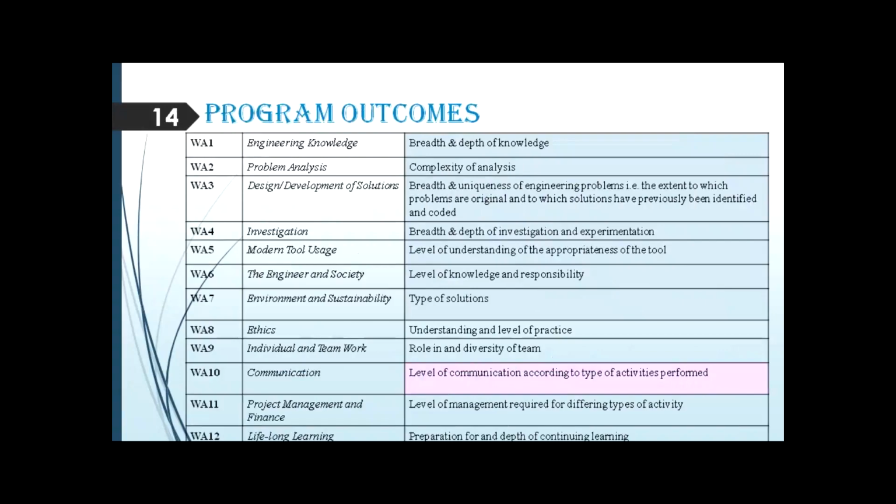These are some of the engineering attributes, like engineering knowledge, breadth and depth. From WA1 to WA7, all of them require complex engineering in order to solve engineering problems. Engineering knowledge, breadth and depth of knowledge is required; problem analysis is required; design and development of solutions is required; investigation; modern tool usage like MATLAB, Python, and so on; the engineer and society; and environmental sustainability. Somehow, the level of communication is also included in the complex engineering problem. Okay, next slide, please.